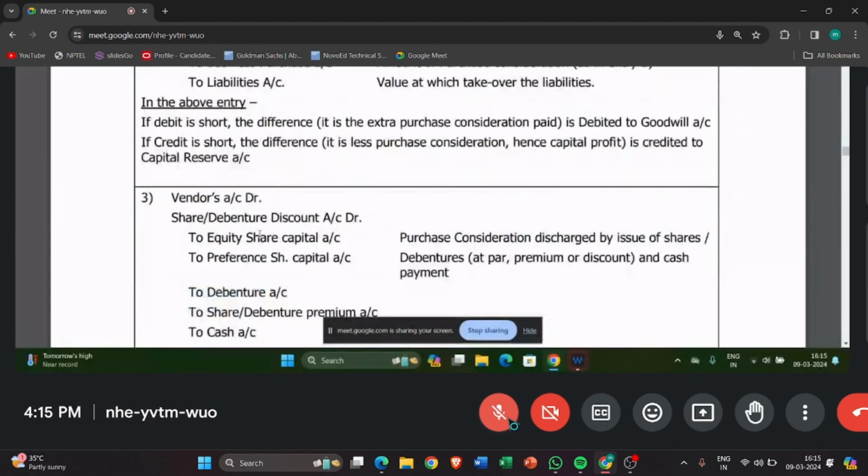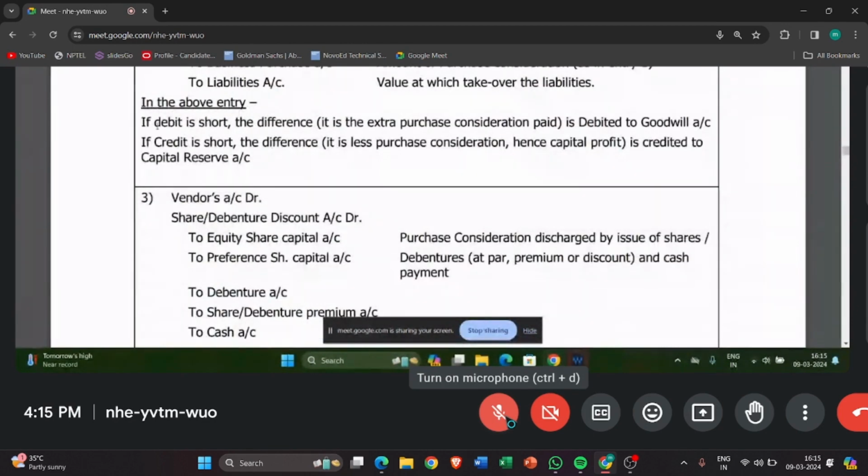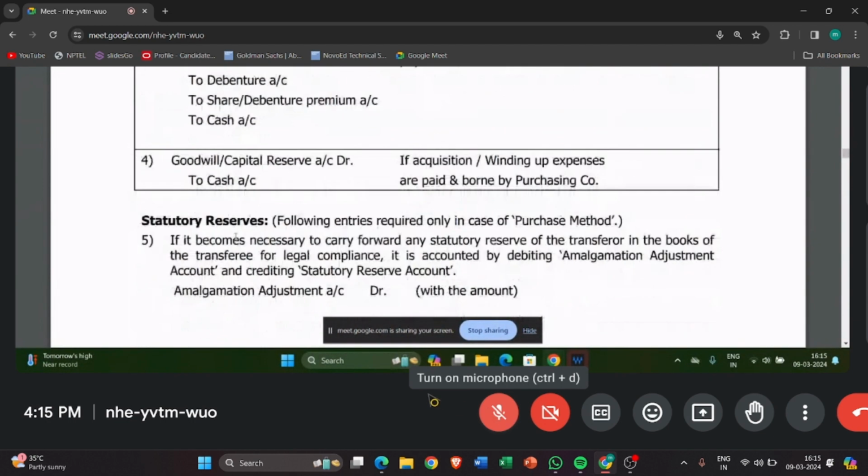For that I will see the second journal entry. In the second journal entry, the difference will come either in the debit or in the credit. If the difference is in the debit, you will write it as goodwill. The same thing you will write here also, goodwill to cash. But if you got capital reserve in the credit, a difference in the credit, then here also you will write it as capital reserve to cash.